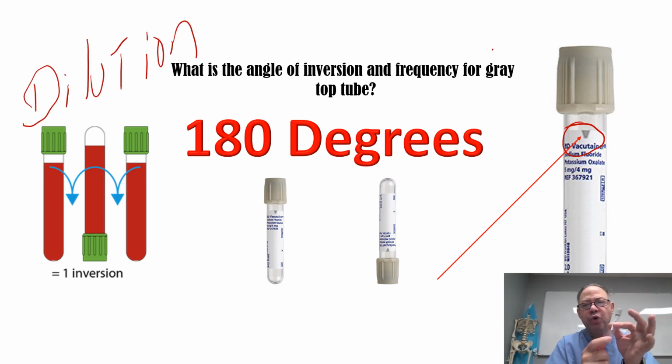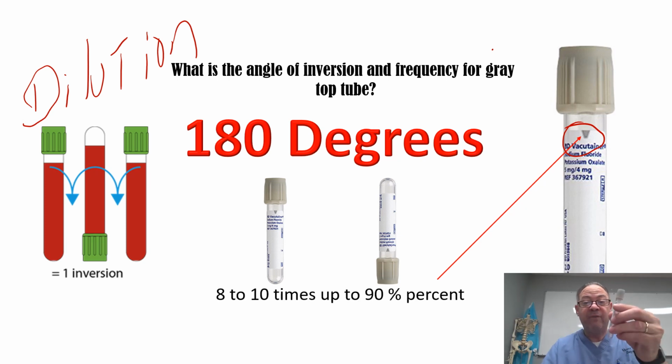So, si uno no llena el tubo hasta donde está la marquita, como aquí te lo dice, ok, ya no va a haber un radio apropiado del aditivo anticoagulante, agente antiglicolítico y la sangre, el volumen de sangre, y por ende te va a dar una dilución. Es decir, que va a haber o mucho aditivo o muy poca sangre, o mucha sangre o muy poco aditivo, y eso causa un resultado erróneo.